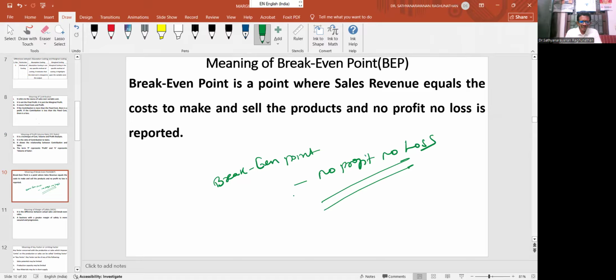Break-even point is a point where sales revenue and cost will be equal. The point where the sales revenue and cost will be equal, that particular point is called the break-even point. A break-even point is the point where there is neither profit nor loss. No profit, no loss. That is what is called the break-even point.